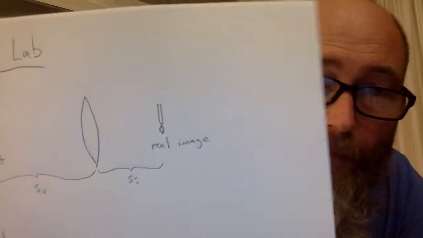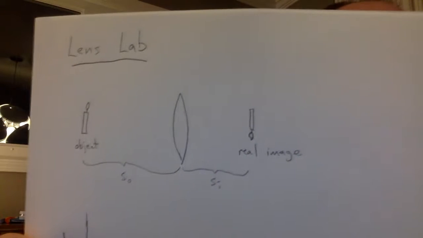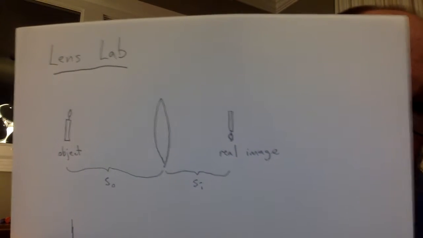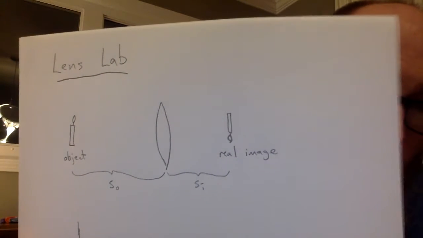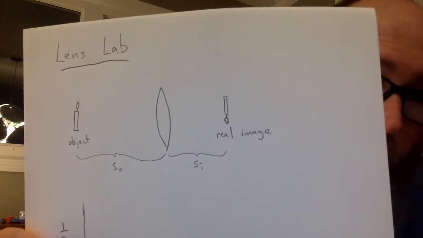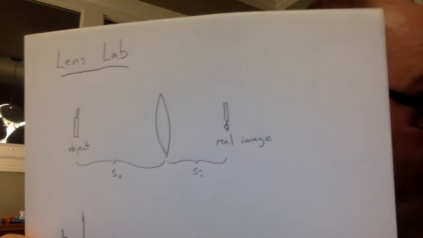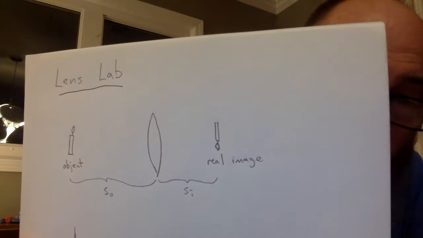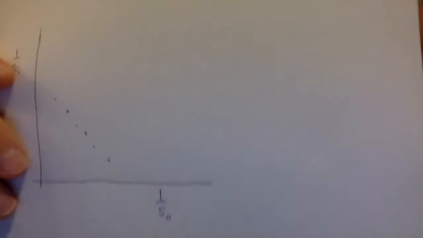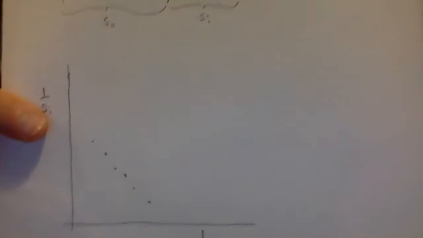You should have had a setup that looks like this, and you have an object, and just remember that everything was always measured to the center of the lens. So you got your SO and your SI and your little upside down candle and everything. And then you're supposed to collect a whole bunch of that data and then make a graph, and hopefully your graphs look something like this.